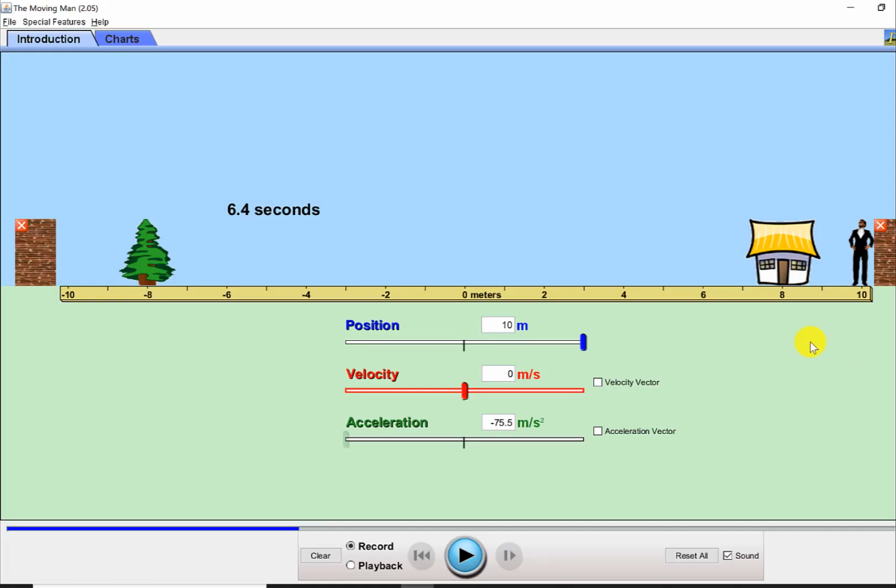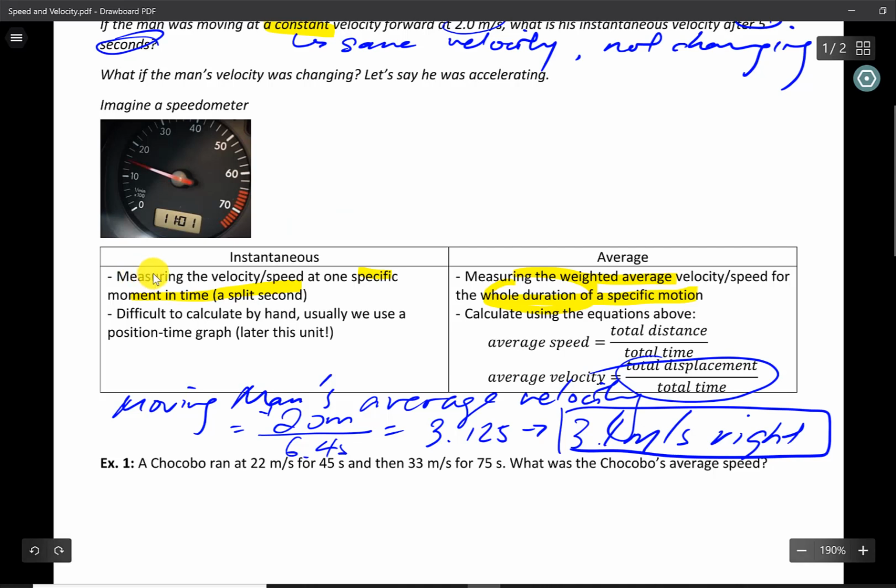And notice that the average velocity is describing the whole motion. It's not necessarily saying a particular velocity for a specific time. We don't know that. We would have to actually track the motion every second, or a millisecond, if not a microsecond, to find the instantaneous velocity, which is why it's actually difficult to calculate by hand. So your instantaneous velocity, as opposed to average, is difficult to calculate by hand. It's much easier if we use a position-time graph, not something we will cover in this video today.